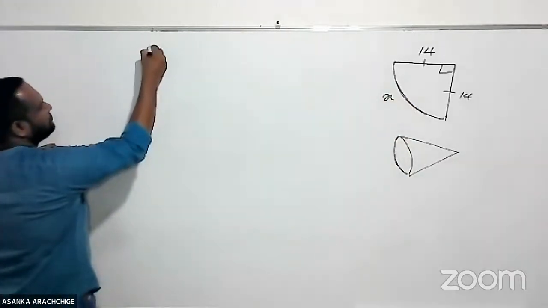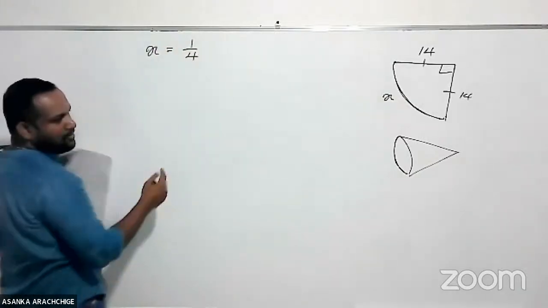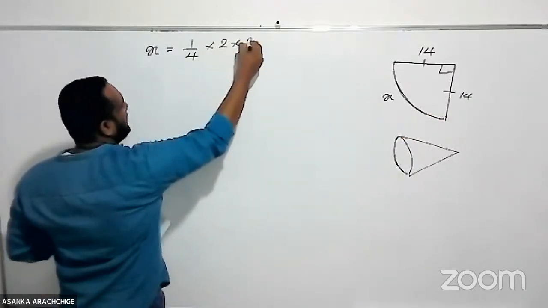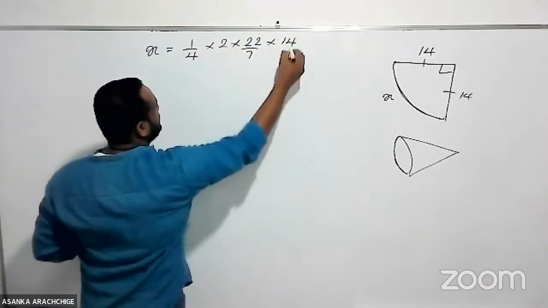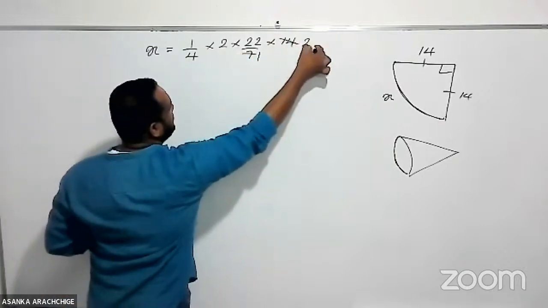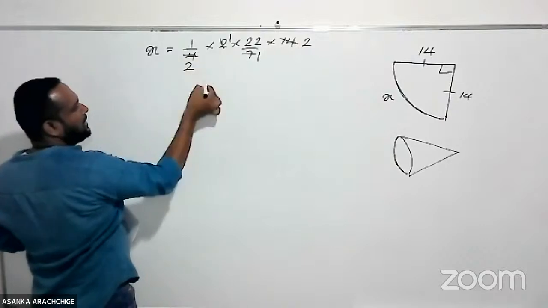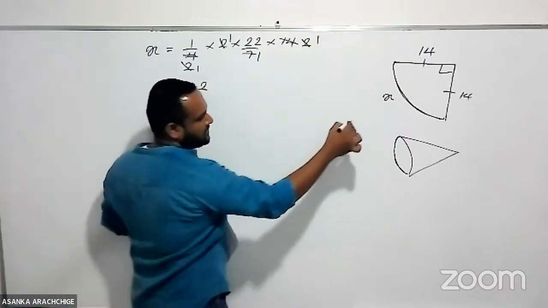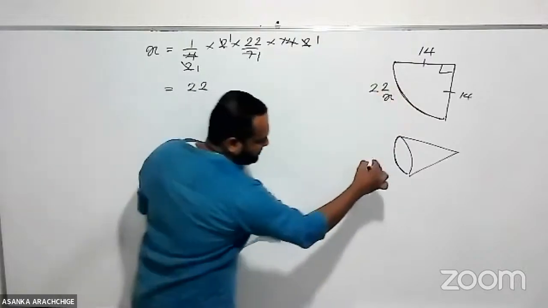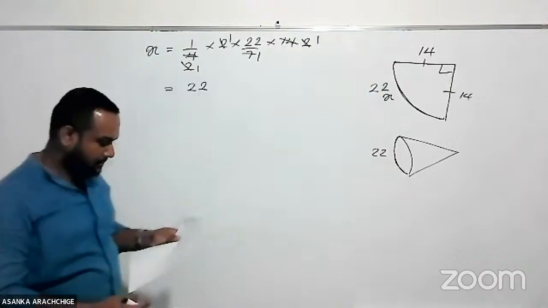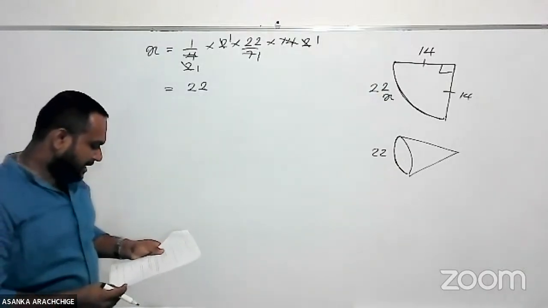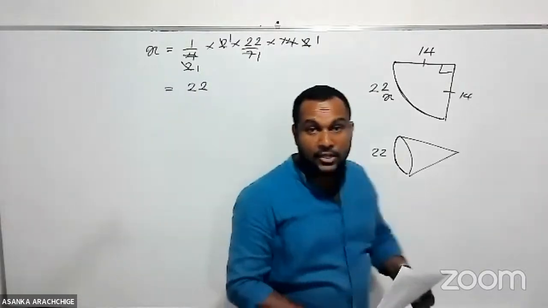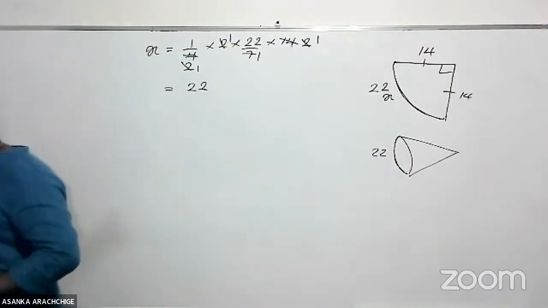What is x? The sector is 1/4 of the full circle. So 1/4 into 2 pi r, where the radius is 10 and pi is 22 over 7. After simplifying, x is equal to 22. This is 22 centimeters, and that is the circumference of the base. The question is to calculate the circumference of the base. Answer: 22.